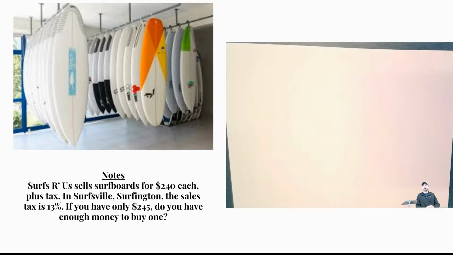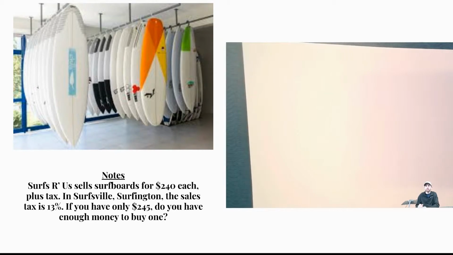Now let's calculate how Math Joke Guy would find out if he had enough money in order to buy a surfboard. He is an avid surfer, loves to surf. Hopefully he can buy a new surfboard. Now, it said in the question that he had $245. He had $245, and each surfboard costs $240. Let's write that down right now.